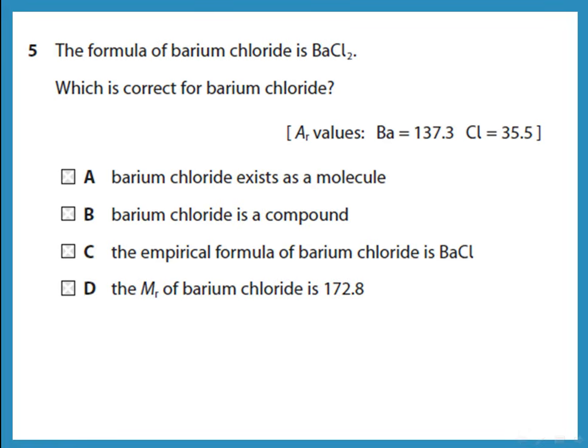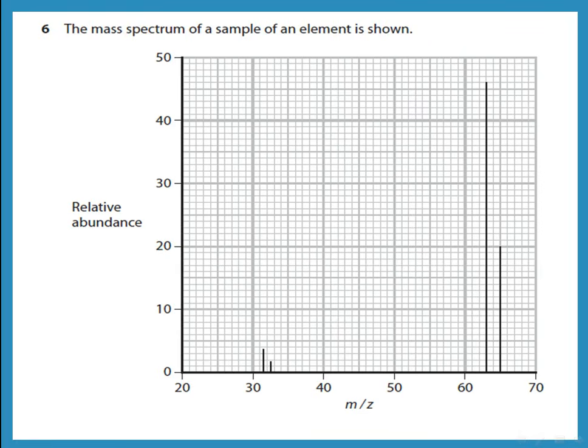BaCl2 is the simplest ratio between the elements, so you cannot just remove one of the chlorines. He says the Mr of barium chloride is this. Well, let's calculate it, but it comes out to be the wrong answer. So from all of these, barium chloride is a compound would be the correct answer.